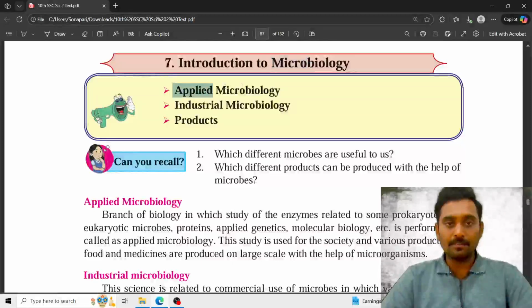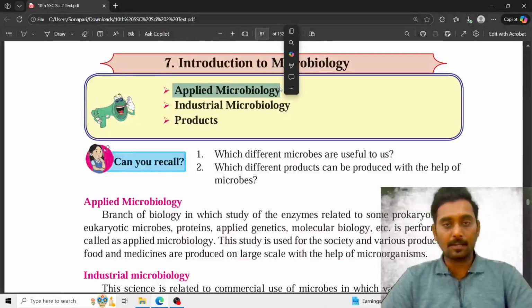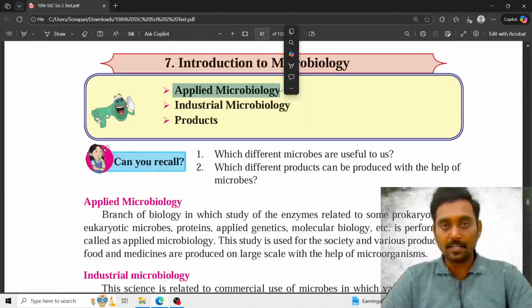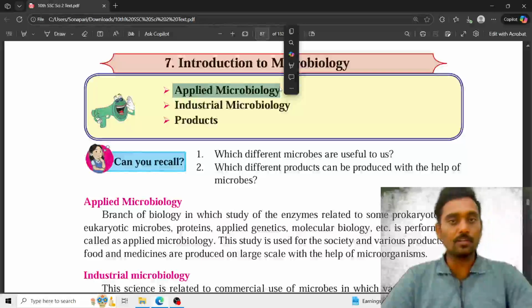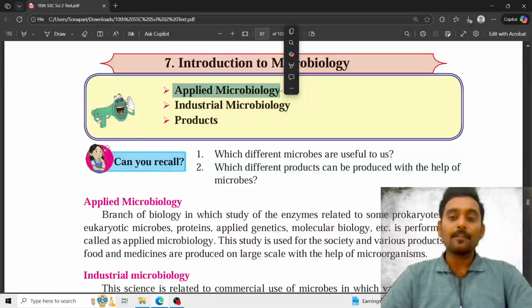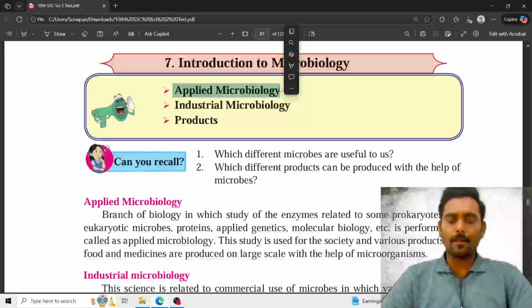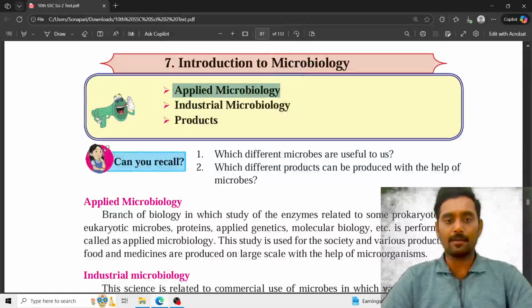So today we will learn what is meant by applied microbiology. So what is meant by applied microbiology? Enzymes, prokaryotes and eukaryotes, microbes, their proteins, the study of applied genetics, molecular biology, and lots more. All this kind of study is studied under applied microbiology.